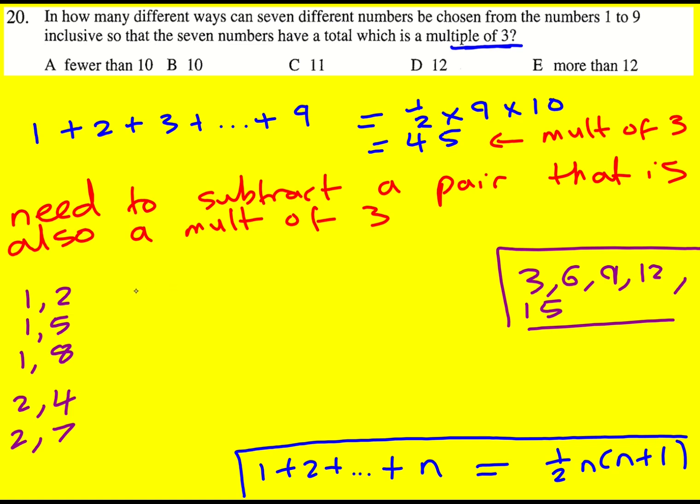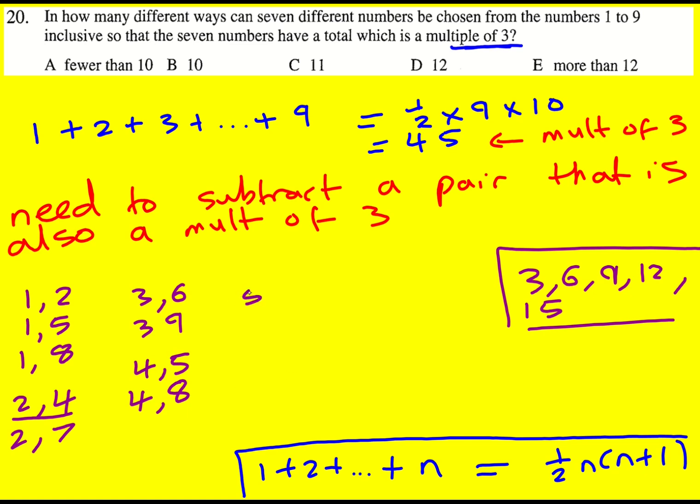Okay, let's do 3. I can't do 3 and 3, but I could do 3 and 6 or 3 and 9. With 4, remember I only actually have to make the right one bigger because I've already dealt with 4 and 1, sorry, 4 and 2 through 2 and 4. So I can always choose my lower one on the left, the higher one on the right. So I won't get any double counting then. So 4 and 5 or 4 and 8.